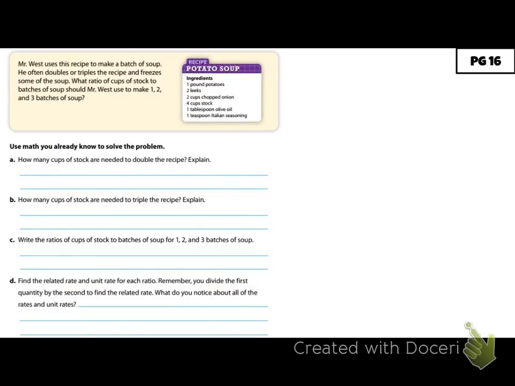So the first question says, how many cups of stock are needed to double the recipe? And then explain. So the first thing we need to do is think. When it says to double the recipe, we've talked about this when we were talking about our keywords. That keyword for double means that we're going to multiply, and when you double something, you're multiplying it by 2. So if we look up here, when we look at cups of stock, it said that you need 4 cups. So we would take 4 cups times 2, which would give us 8 cups of stock.